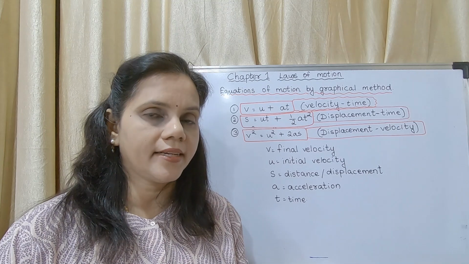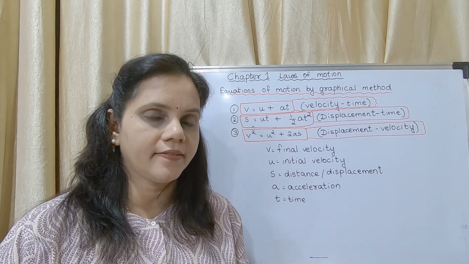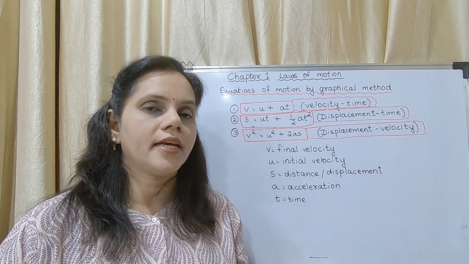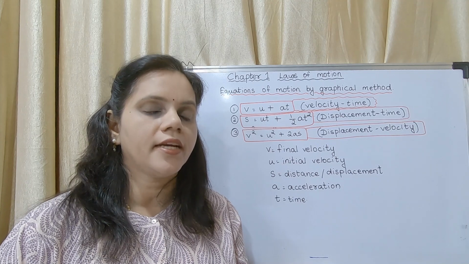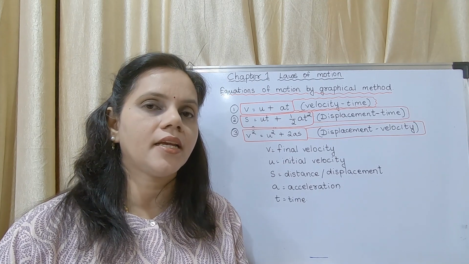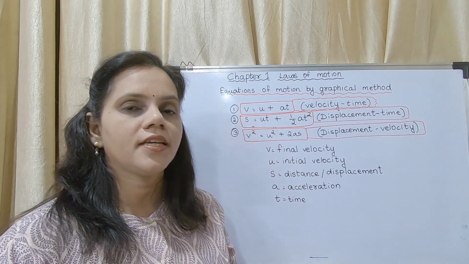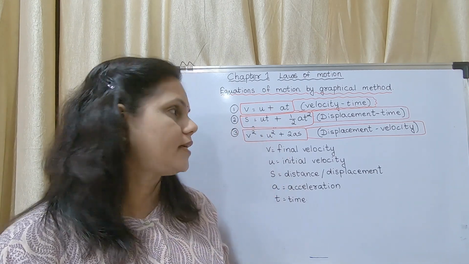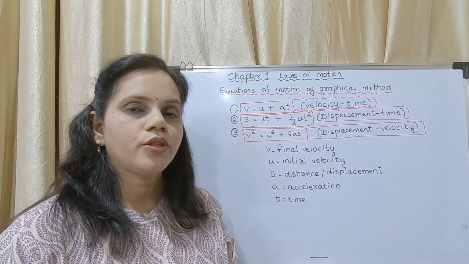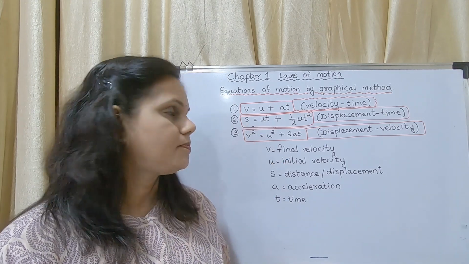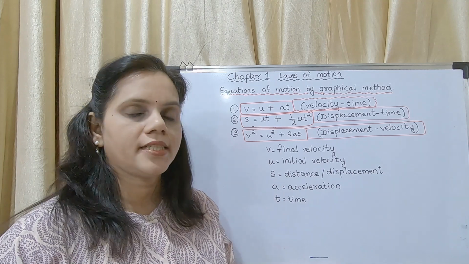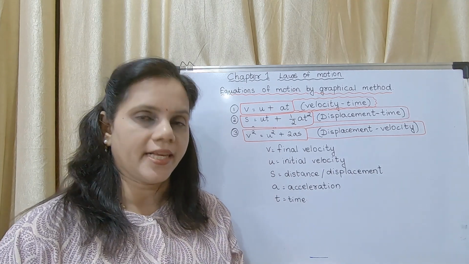So what are the three derivations? We will be seeing the three derivations today for the equations of motion. It is called kinematical equations of motion. So the first equation is v is equal to u plus at, s is equal to ut plus half at square, and v square is equal to u square plus 2as.